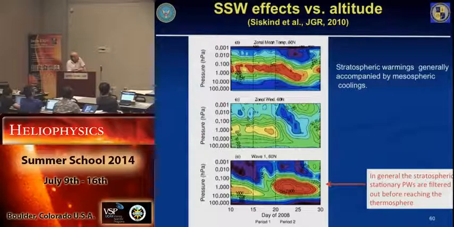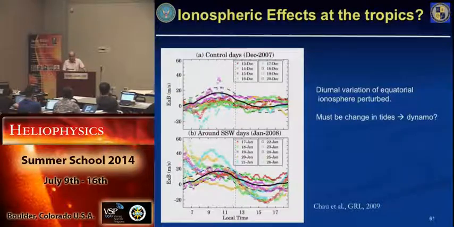But this is a useful plot because in general, these stratospheric planetary waves that are causing the stratospheric polar vortex to change and the stratospheric warmings are generally thought to be filtered out before they get to the thermosphere. It really was thought to be a middle atmospheric phenomenon. So it was sort of surprising that during one of these warmings, they saw some pretty pronounced ionospheric effects. And so the question lately is how to explain that.